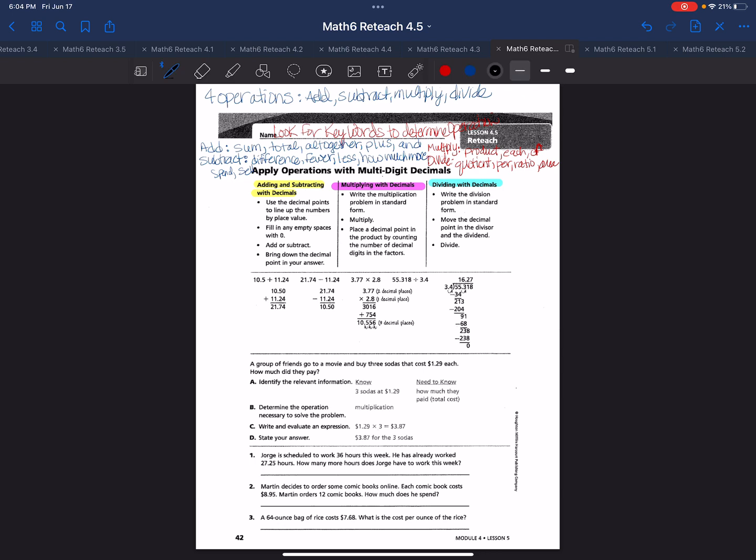If you want to go ahead and do some practice problems like this on your own, these are similar to homework on page 131. Also, this is a great time, and I encourage you to pause this video and complete the problems below first on your own, and then review the video. Let's look at the first problem. A group of friends go to the movies and they buy 3 sodas at a cost of $1.29 each.